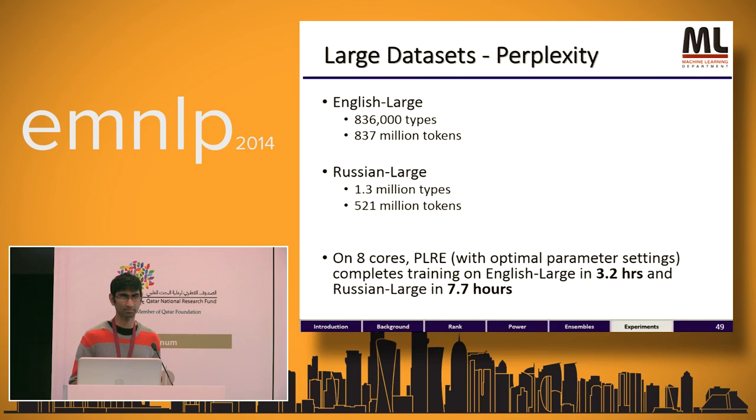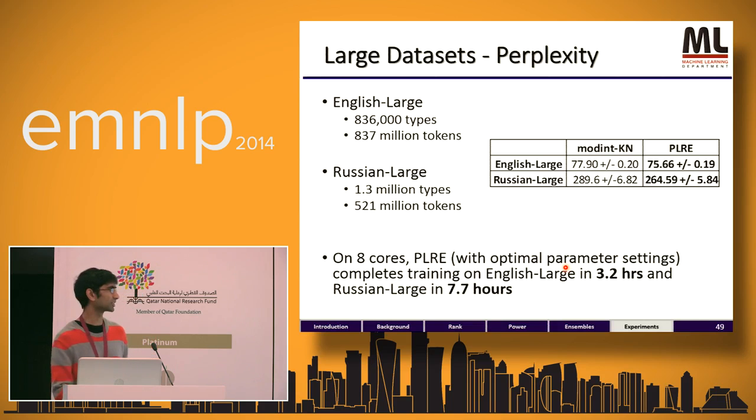So large data sets, these are about a billion words, so they're much more realistic. This is about 1.3 million vocabulary for the Russian. And on 8 cores, our method trains on English in about 3 hours and Russian in about 7 hours. Basically, the vocabulary size matters more than the corpus size to training time. And we get similar results to what we got on the small data sets. So it's about 3% on English and about 9% on Russian.